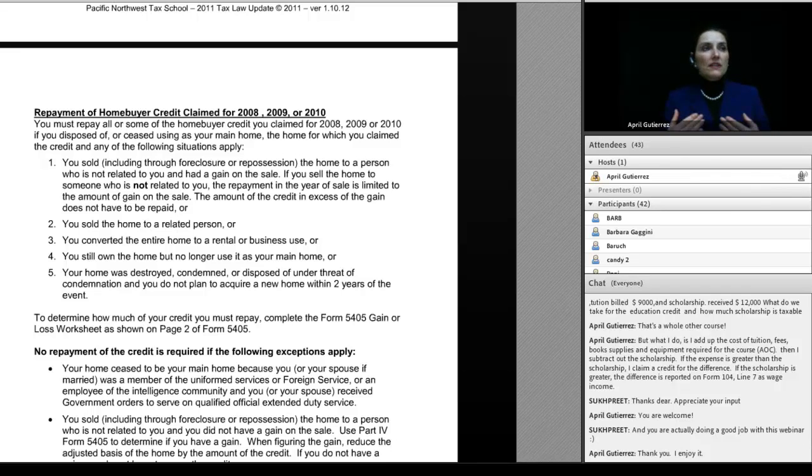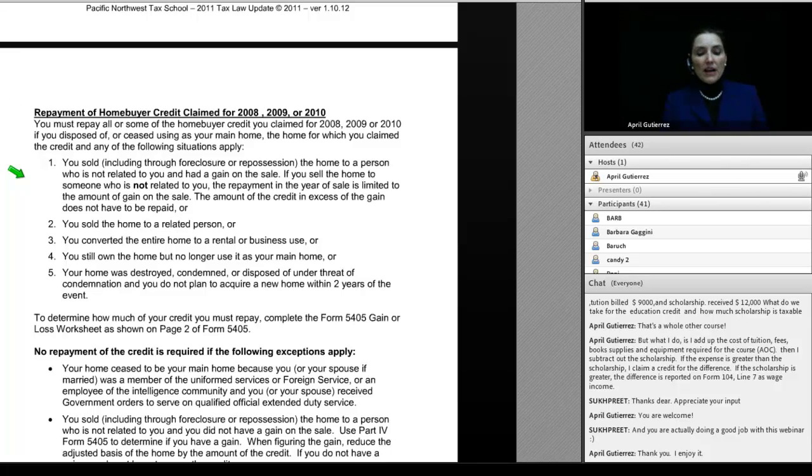One of those rules is that you have to buy the home and live in the home as your main home for 3 years. And if you move out of the home within 3 years, you have to repay the entire credit up to the gain or less than the gain if you don't have a gain. So it's possible you don't have to repay the credit if you had no gain, or if your gain was less than $8,000, you don't have to repay it. But if you live in the home for 3 years and then sell it or move out, you don't ever have to repay the credit.